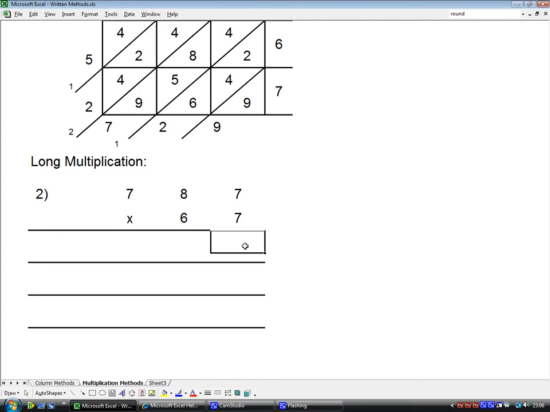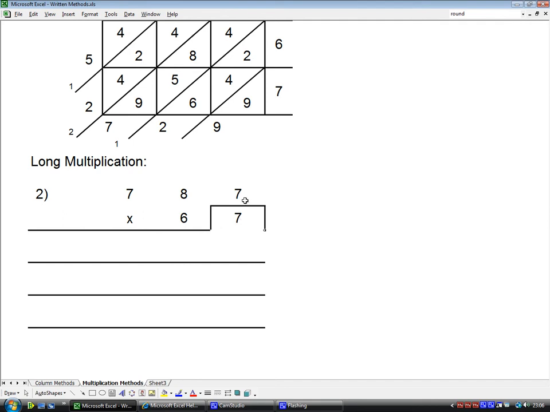I always start with the units. I think people do it different ways. I don't really see what odds it makes. If there's any great advantage of starting with the units or starting with the tens, I think it's just up to you, to be honest. So I'm going to start with the units. 7 times 7 there, we can see is 49. Well, we'll just explain what we're going to do before we do that.